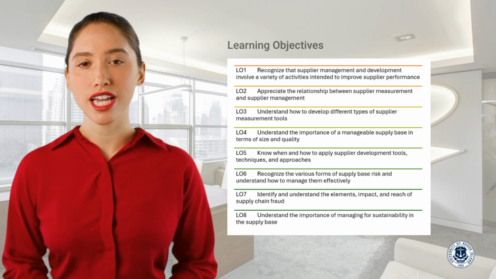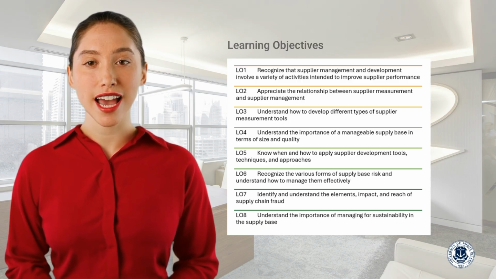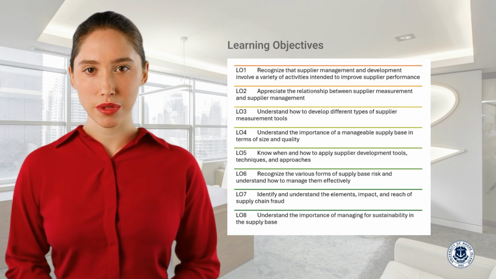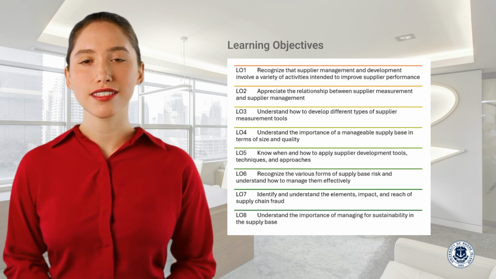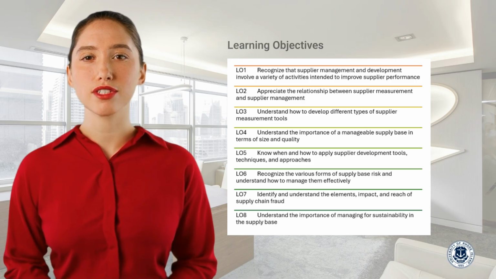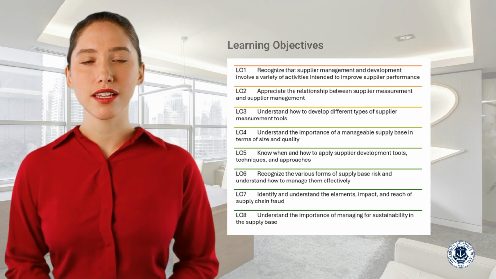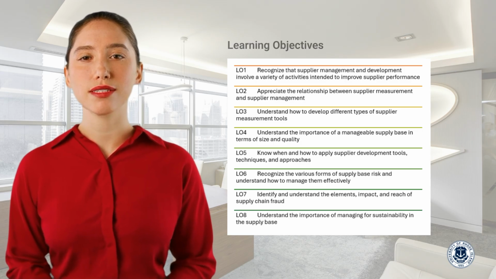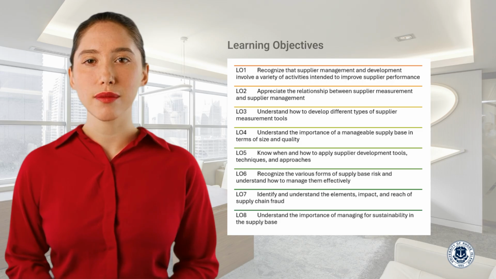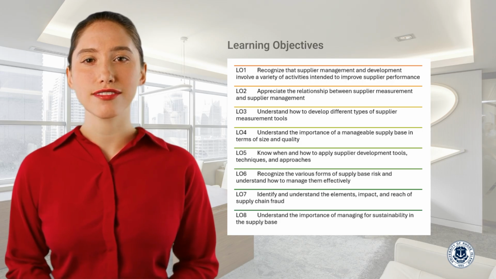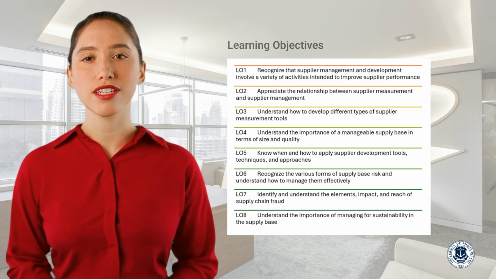By the end of this unit, you should recognize that supplier management and supplier development include many activities designed to improve supplier performance. You should understand how supplier measurement connects to supplier management, how different measurement tools are created, and why the size and quality of the supply base matter. You should also know when to apply supplier development approaches, understand different types of supply base risk and how to manage them, recognize supply chain fraud and its impact, and understand why sustainability must now be managed within the supply base.